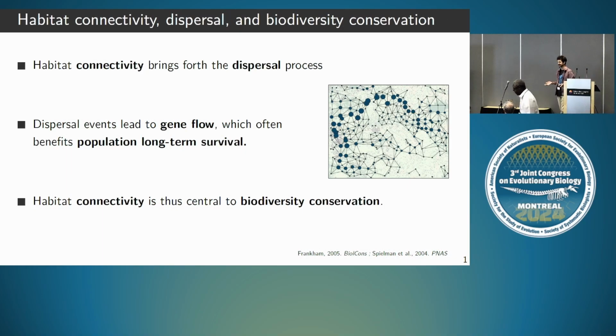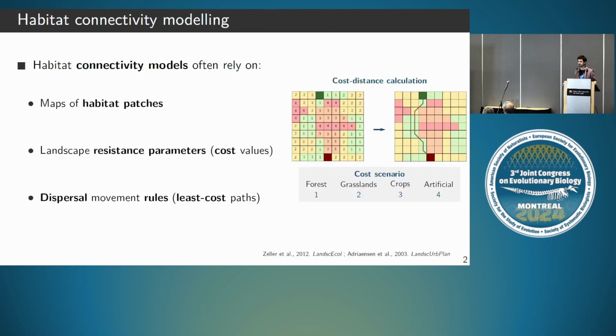So let me first recall the fact that habitat connectivity brings forth the dispersal process, and this often contributes positively to long-term population survival. And this is why habitat connectivity is central to biodiversity conservation. But if we want to implement efficient conservation measures for connectivity, then we need to model it. And modelers, when they do that, often rely on maps of habitat patches and on parameters about how species move from one patch to another. The common way to do that is to assign a cost to different types of land cover, assuming the cost that is associated with a movement through these land covers.